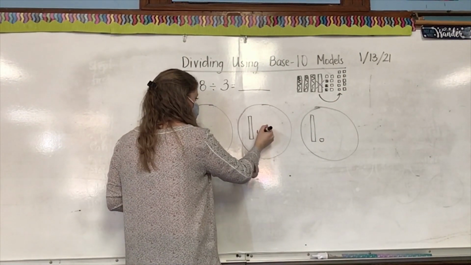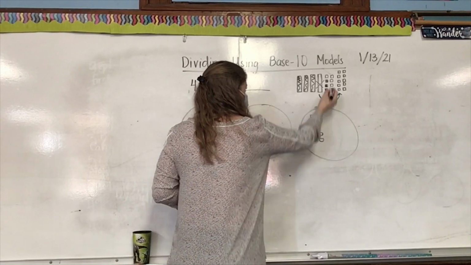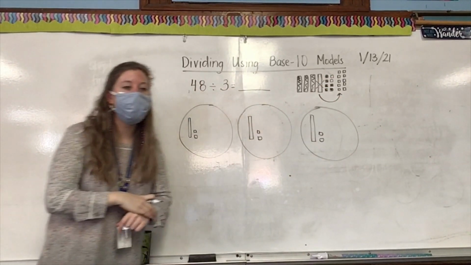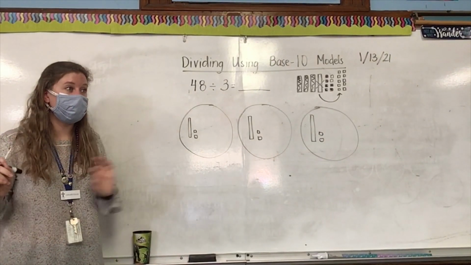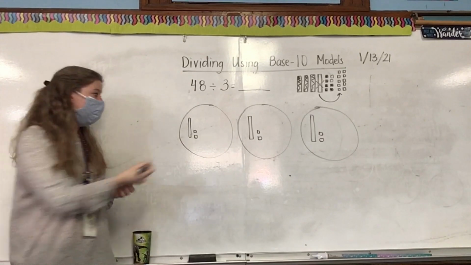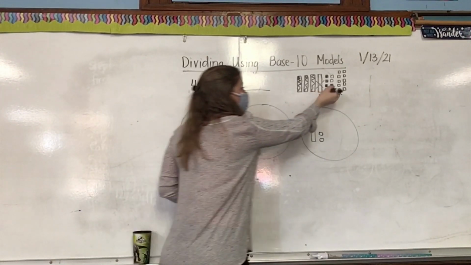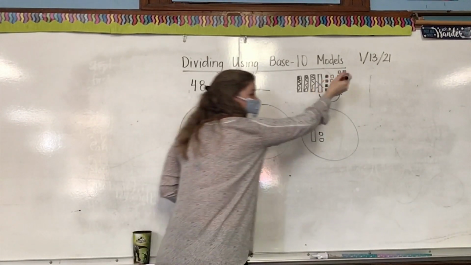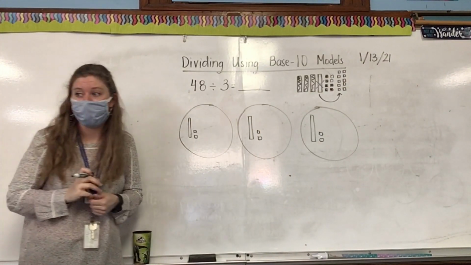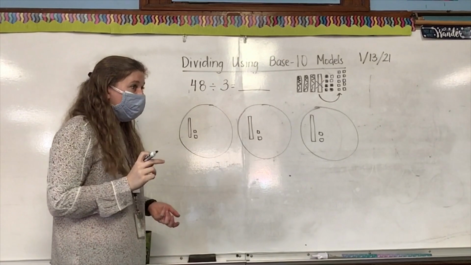4, 5, 6. Oops, I forgot to shade as I was going. Please make sure that you're shading as you go instead of going back after, because then you might not shade enough or you might shade too many. If you draw one, shade one, draw one, shade one, you're going to be sure that you don't shade too many or not enough. Okay, I'm at the end.